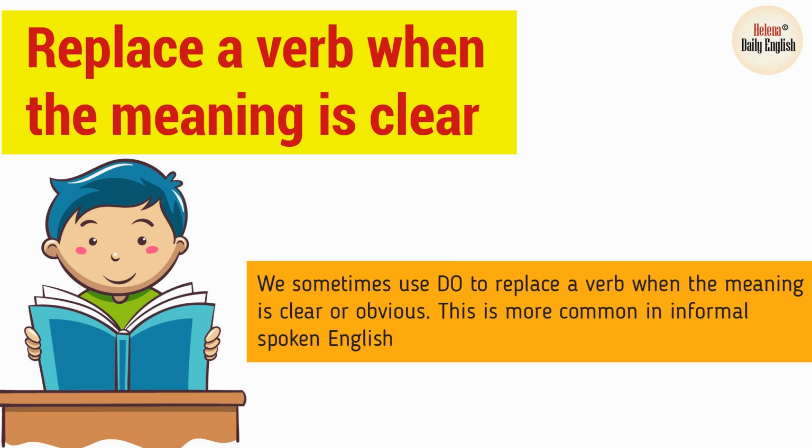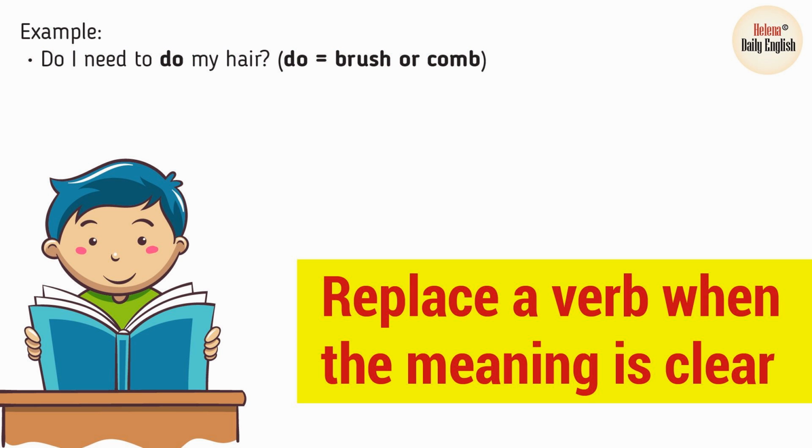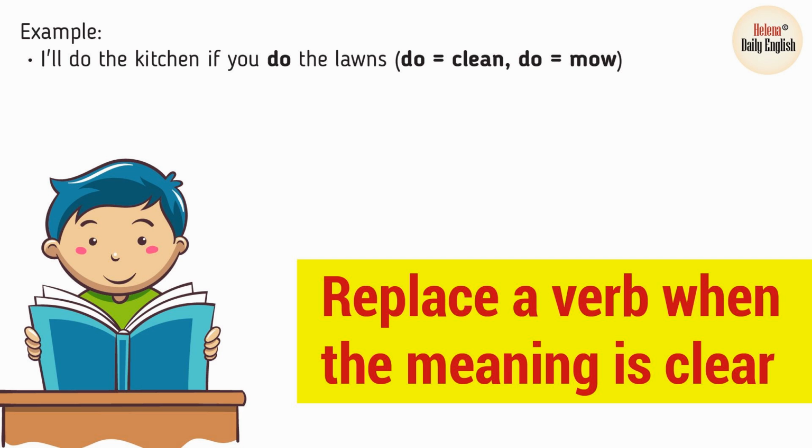2. We sometimes use do to replace a verb when the meaning is clear or obvious. This is more common in informal spoken English. Example, do I need to do my hair? Do equals brush or comb. Have you done the dishes yet? Done equals washed. I'll do the kitchen if you do the lawns. Do equals clean, do equals mow.